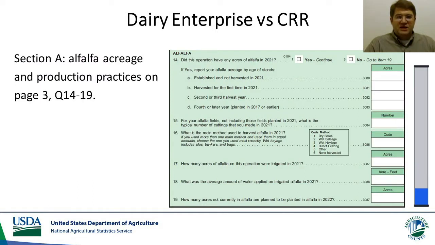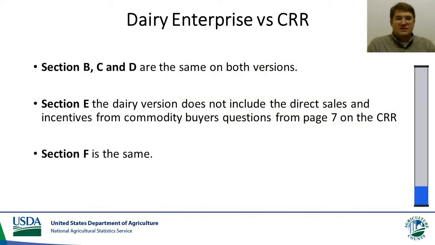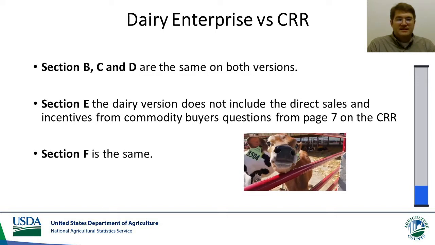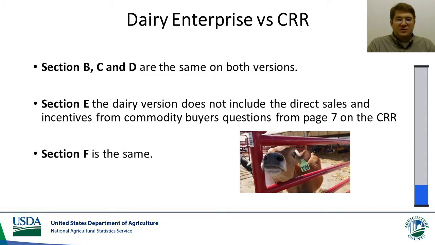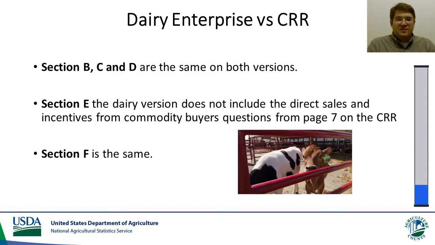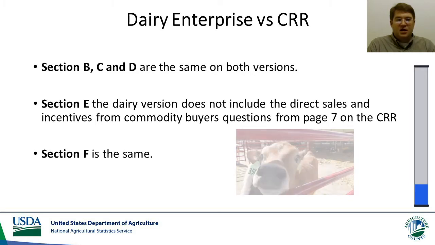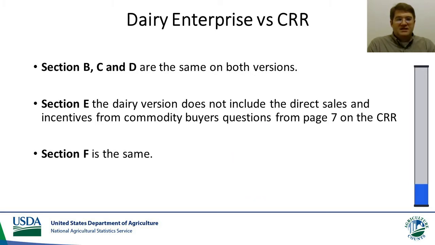Following the Conservation Practices Table, the dairy version has unique questions about growing alfalfa and the method of harvest. If the operator didn't grow alfalfa, remember to ask question 19 about their possible intentions to plant in the next year. Sections B, C, and D are the same on both versions. Section E is the same on both versions, except the dairy version does not include the direct sales and incentives from commodity buyers questions found on the CRR. Section F is the same.